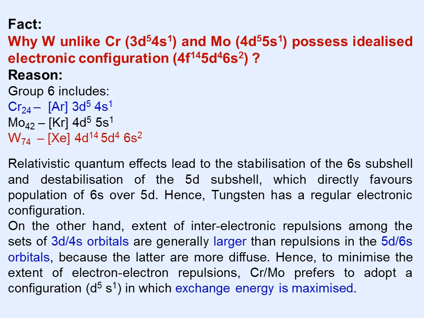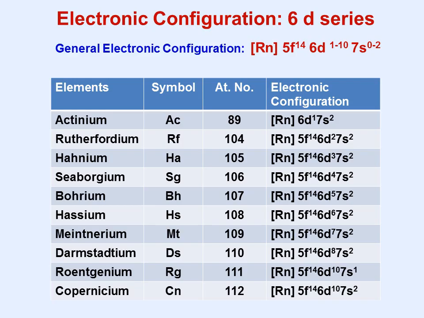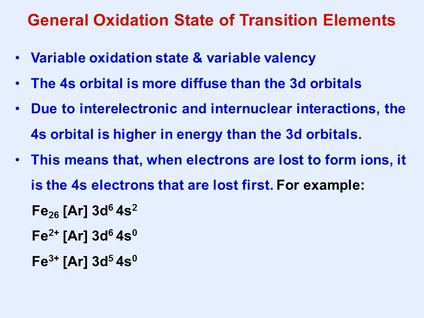Hence, to minimize the extent of electron-electron repulsion, that is interelectronic repulsion, chromium and molybdenum prefer to adopt a configuration d5s1 in which exchange energy is maximized. Thus, the extent of interelectronic repulsion gets minimized. This is the reason why chromium and molybdenum have d5s1 electronic configuration, while tungsten has d4s2 electronic configuration in their penultimate shell.